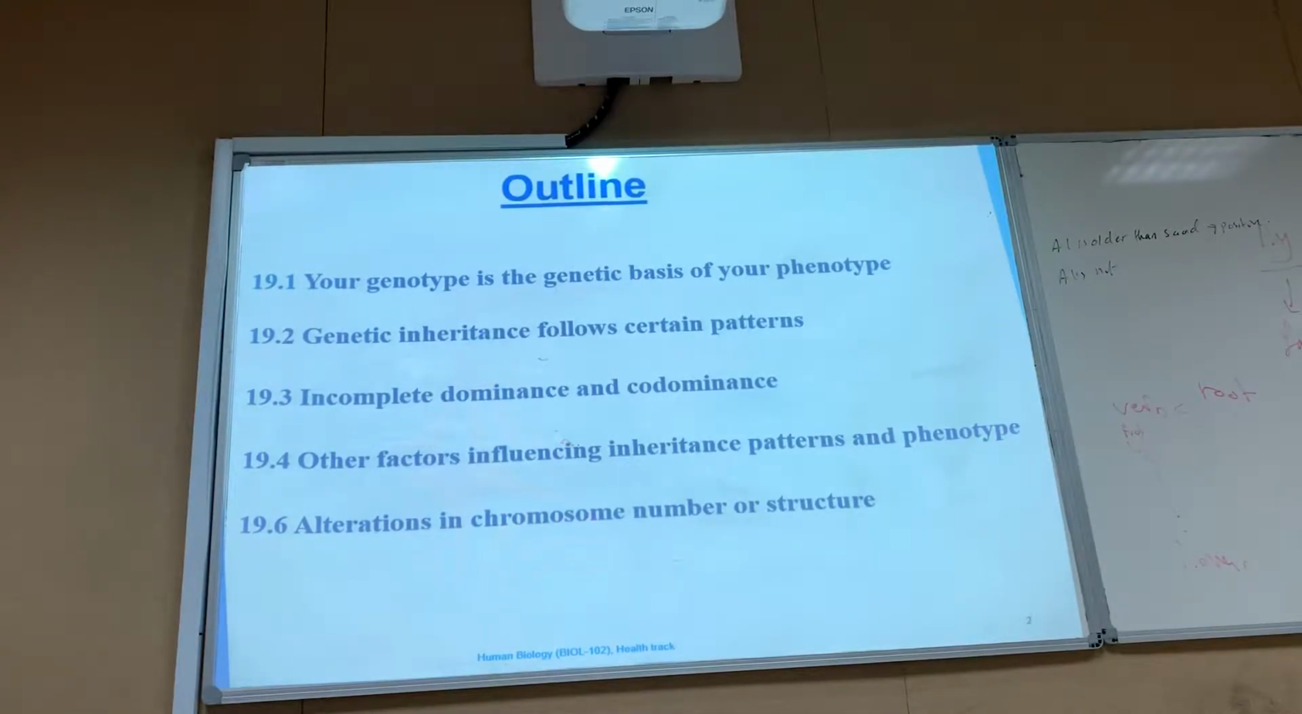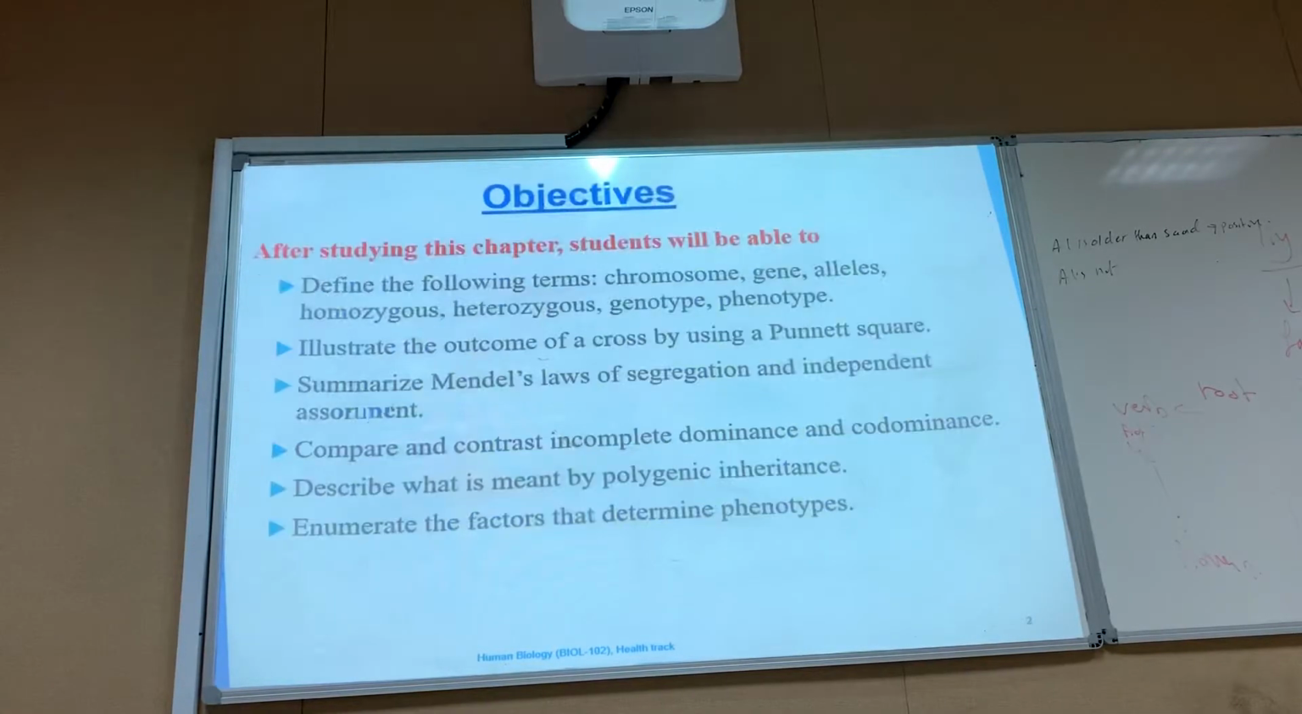Then finally, we'll look at some alterations in the chromosome number. A very classic one is trisomy 21 of Down syndrome. You've heard of this one? It's a change in the number of chromosomes. Instead of two chromosome 21s, you have three, okay? And there are a few others we will discuss when we get to it, all right?